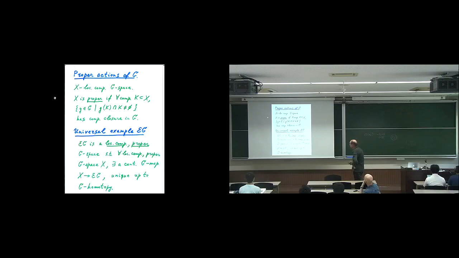Another definition is the universal example for proper actions. So if you consider, well, it can be, say, definition lemma: there exists a locally compact space EG with a proper action of G, such that for any locally compact proper G-space X, there is a continuous G-map into EG.